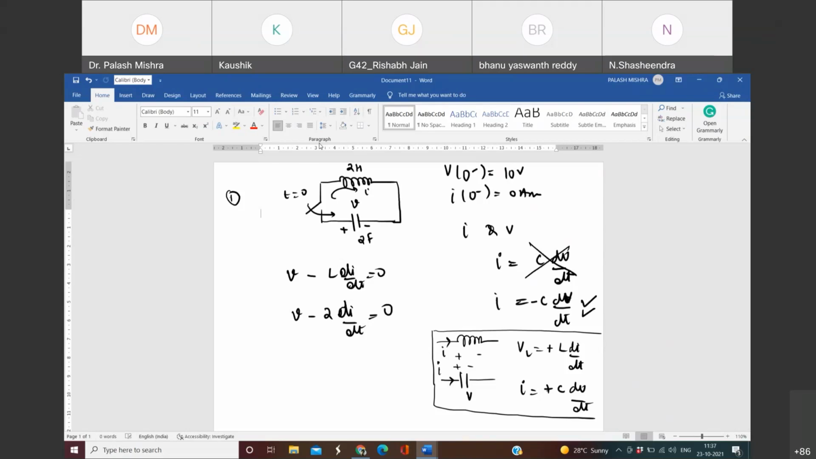So put this value of I in this equation, you will get V minus 2 times d/dt of I, which is again dV/dt, equals 0. And this will become a minus here. So it will be V plus 2 times d square V by dt square equals 0. Yes or no?